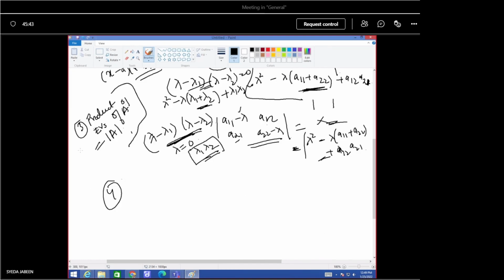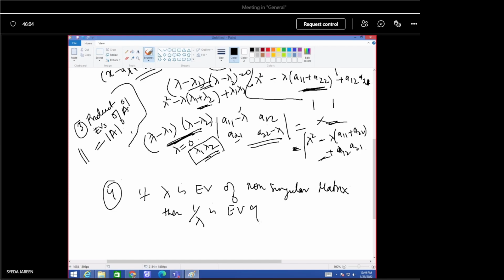So you can note down this property. These are as well given in the book also, but if you note down, you can remember. If lambda is an eigenvalue of a non-singular matrix A, then 1 by lambda is an eigenvalue of A inverse.